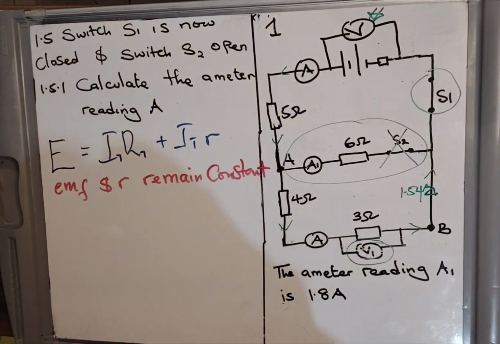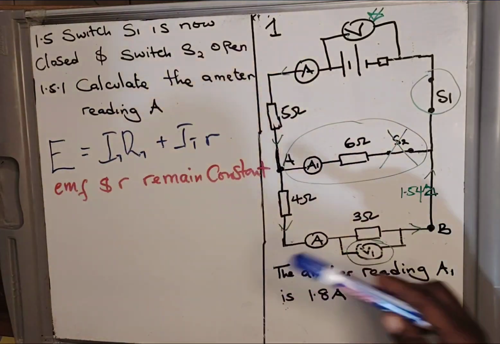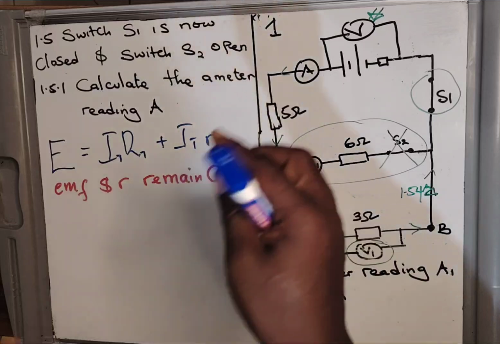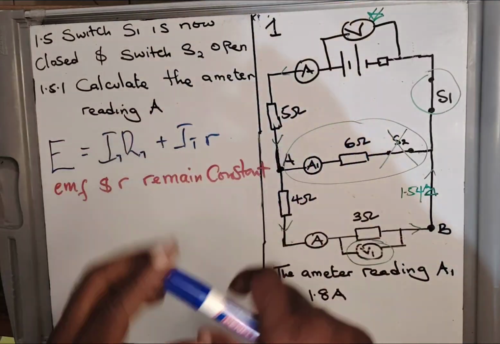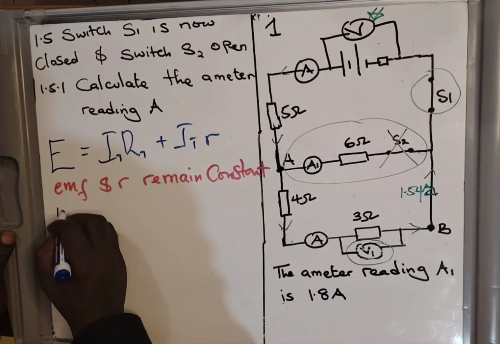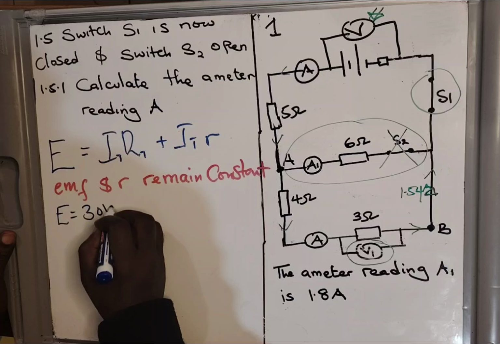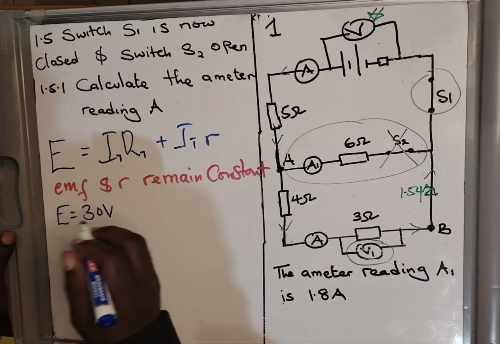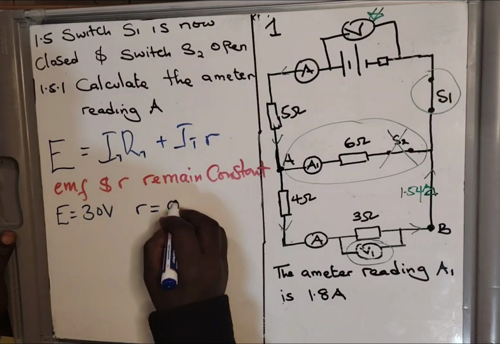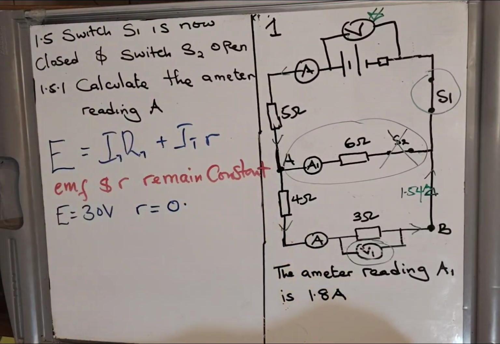So remember, we are using the same circuit, the same battery. So all the things here are changing, but EMF and r, they are the battery, so they are not changing. The only time you can change them is when you take out this battery and replace it with another battery. So what do we see here? We have our EMF, which is 30 volts. You have our internal resistance. Remember, it hasn't changed also, which is 0.75.